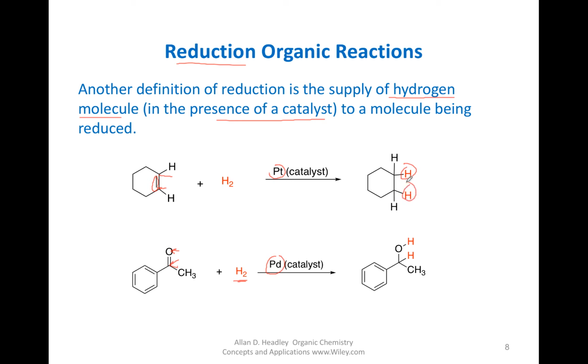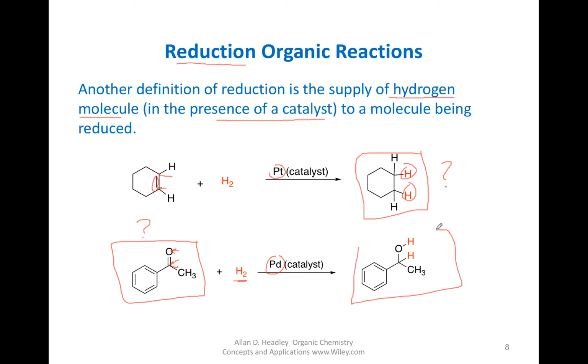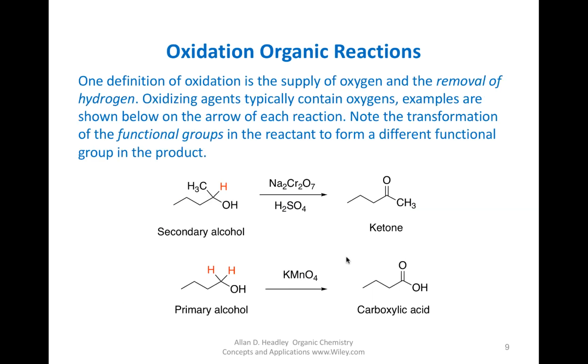So again, if you had a question mark here and did not have a structure here, could you predict the structure given the reaction conditions? Same for the reactant. Can you predict what the reactant would have been if given the product? So try to think backwards and forwards, as we say in organic chemistry.